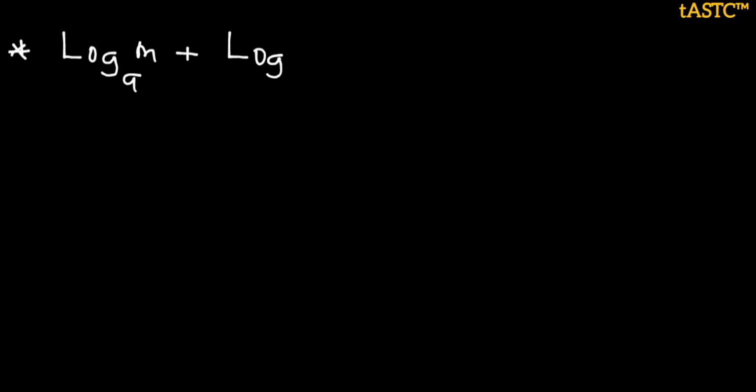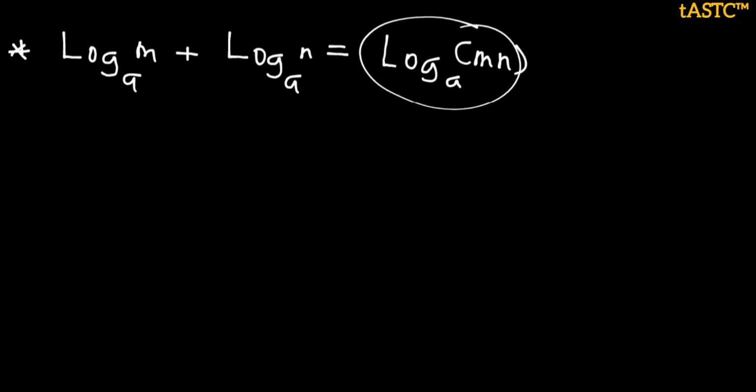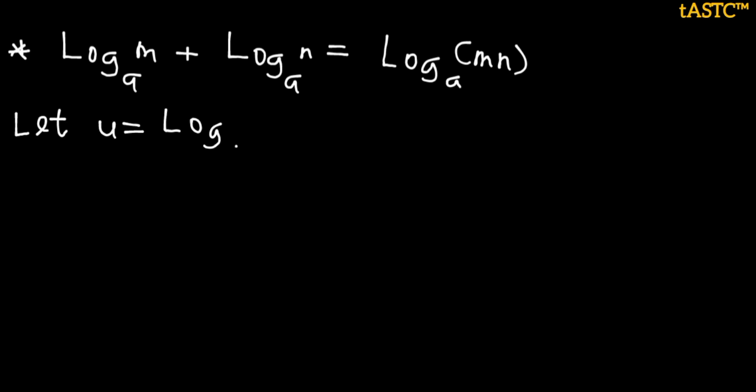So if you add this to log to the base a of n, that is going to be equal to log to the base a of m multiplied by n. Now we're going to try to prove or derive this expression. Now the first thing we're going to say is let u be equal to log to the base a of m.